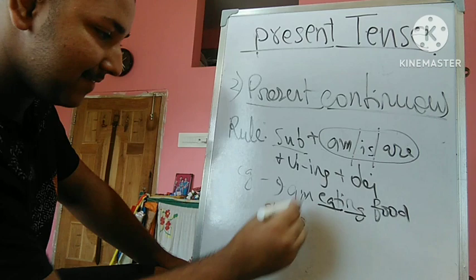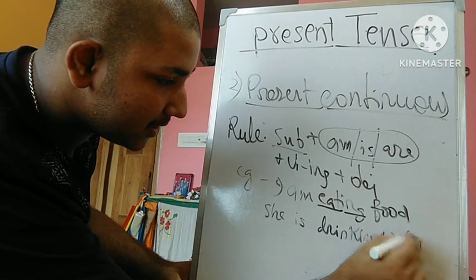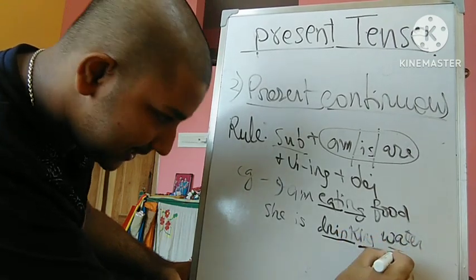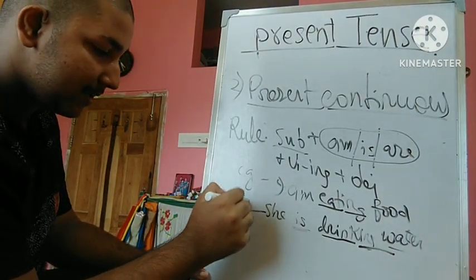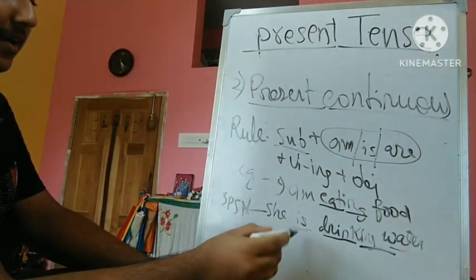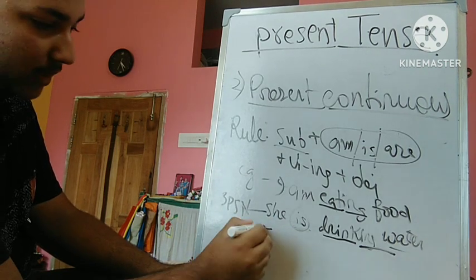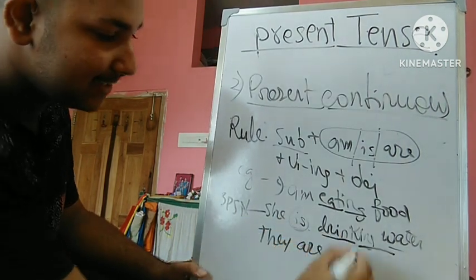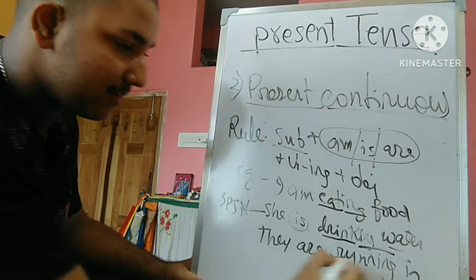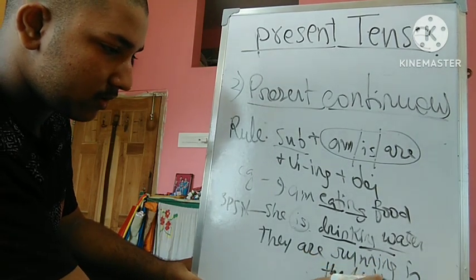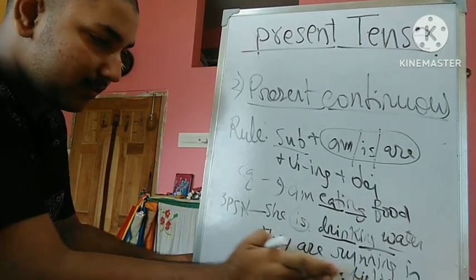Or another example, she is drinking water. Water is object, drink plus ing, is. This is 3PSN, third person singular number. Therefore, is is there. And another one is they are running in the fields. They are running in the fields. It is not visible there.